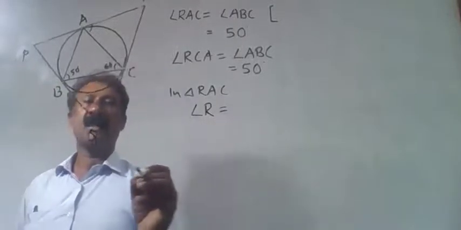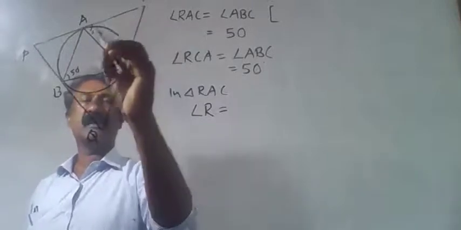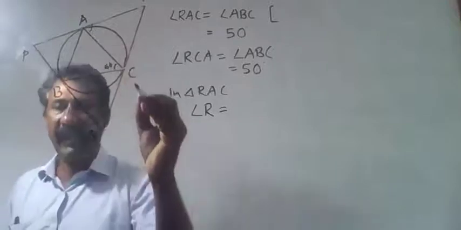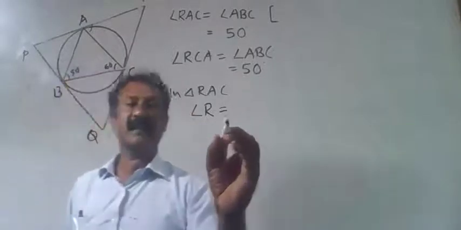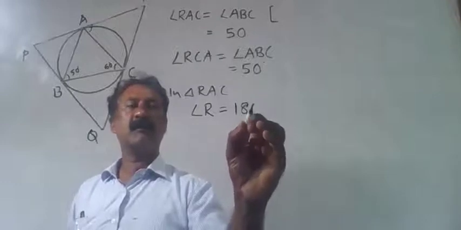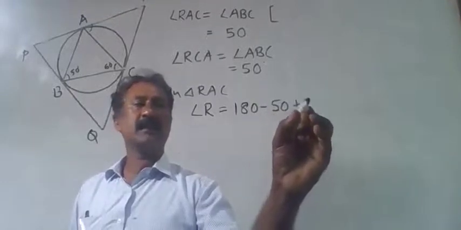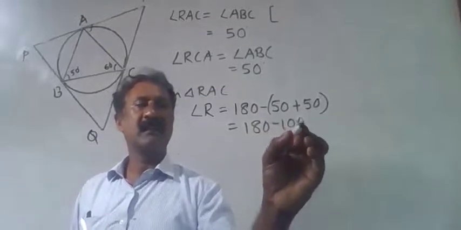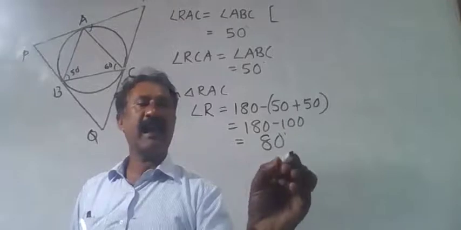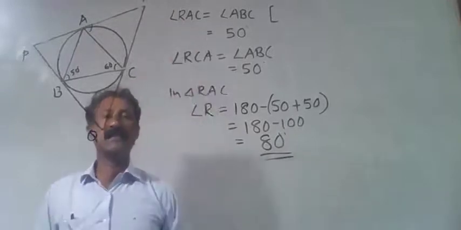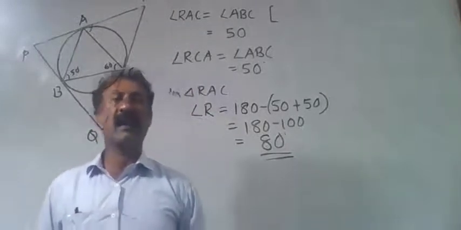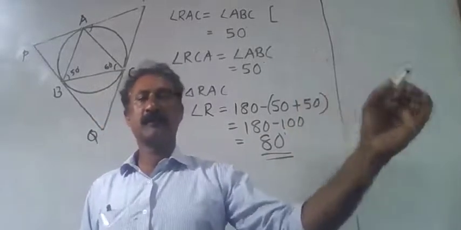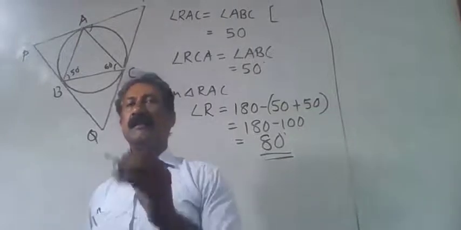In triangle RAC, what is angle R? The sum of the three angles is 180 degrees. The first angle is 50 degrees, the second angle is also 50 degrees. Therefore, angle R equals 180 minus (50 plus 50), that is 180 minus 100, equal to 80 degrees. We got angle R equal to 80 degrees. Then you write this below this answer.